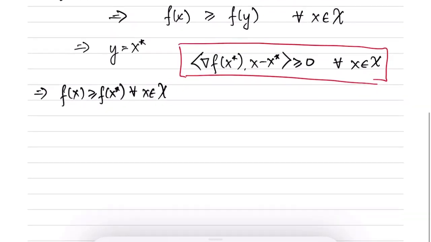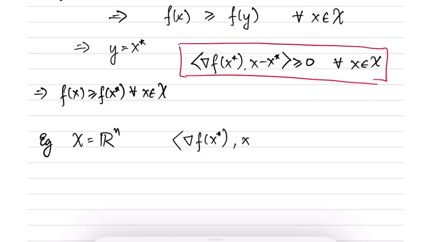Right? So let's examine what this condition implies. Let's take a simple example. Let's take calligraphic X to be R^n, so there are no constraints. If there are no constraints, then what does this inequality say? This inequality is essentially saying that gradient f of x star comma x minus x star is greater than or equal to 0 for all x in R^n. Now observe that x minus x star is an arbitrary vector in R^n. Is it possible for an arbitrary vector to always be at an acute angle with gradient f of x star?